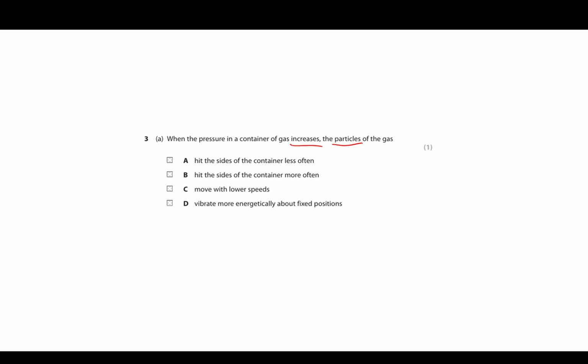So, they hit the sides of the container less often. That's garbage. They hit the sides of the container more often. Yeah, that'll work. Let's just see if there's a better answer. They move with lower speeds. That's garbage. Vibrate more energetically around fixed positions. This is a gas. That's garbage. So it's got to be B.